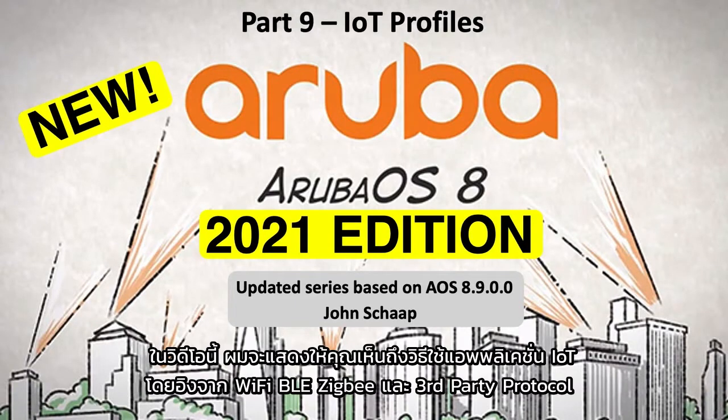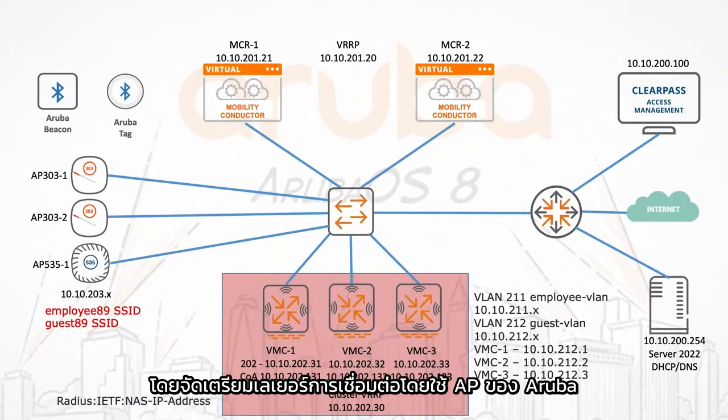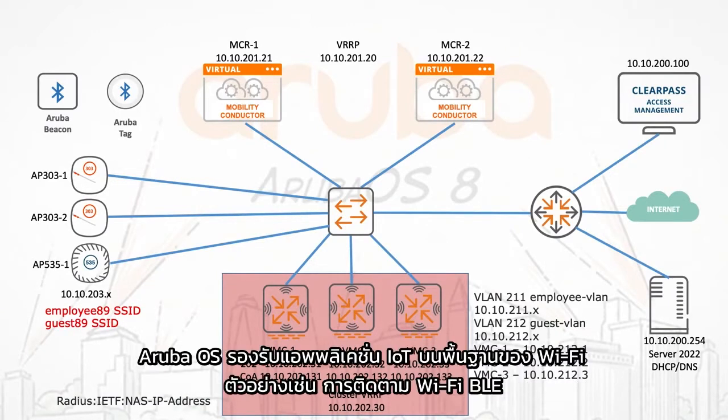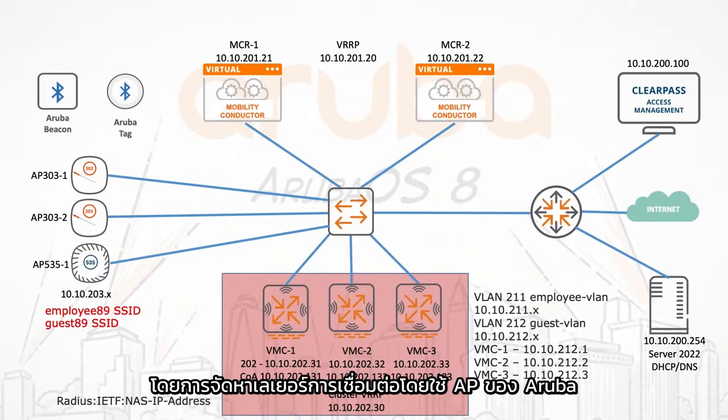series. In this video I'm going to show you how to use IoT applications based either on Wi-Fi, BLE, ZigBee and third-party protocols by providing the connection layer using Aruba access points. ArubaOS supports IoT applications based on Wi-Fi, for example Wi-Fi tracking, BLE, for example asset tracking or sensor monitoring, ZigBee and third-party protocols over USB extension by providing the connection layer using Aruba access points.